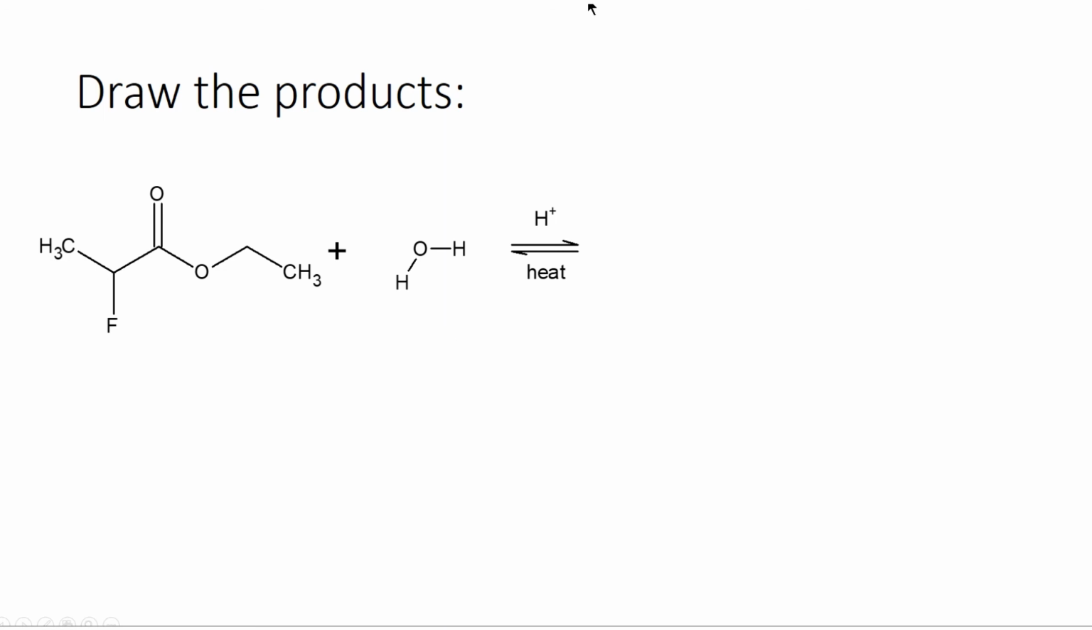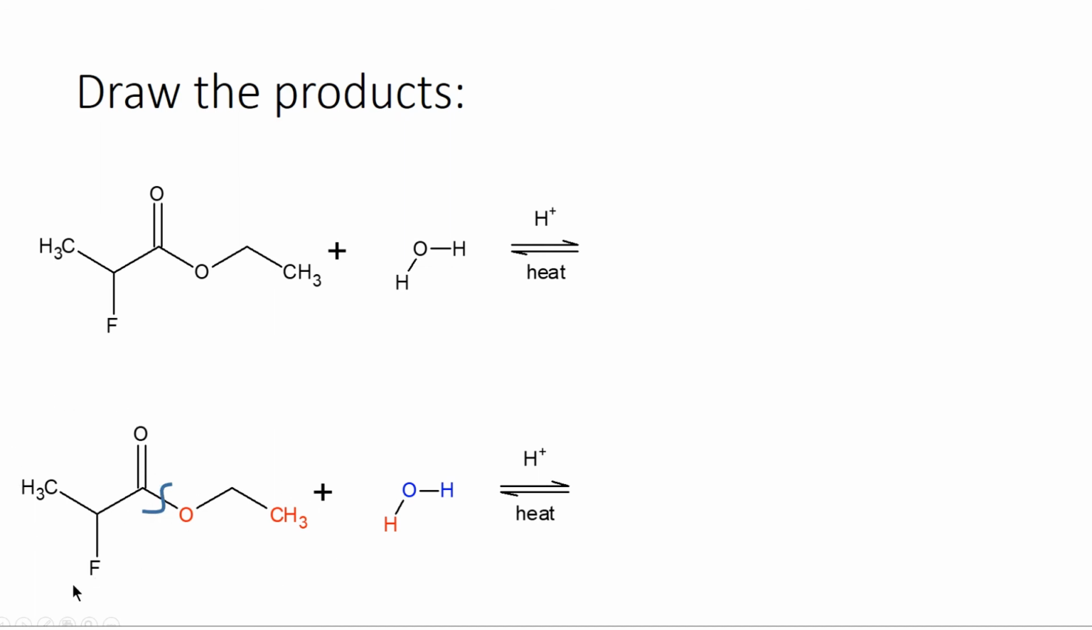All right, so let's do some practice. Why don't you draw the products? All right, so I'm going to assume you gave this a shot. So we have our ester. We have our water. You're going to break it right here, right at that location. And that's how you're going to form your alcohol. See, here's your alcohol half. This is your carboxylic half.